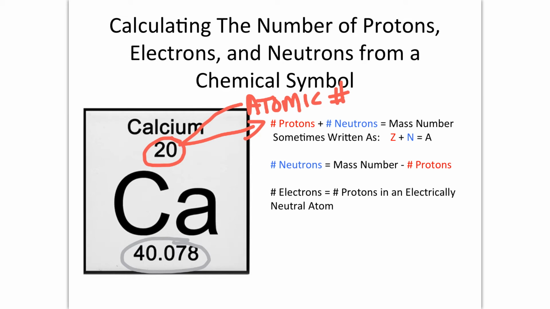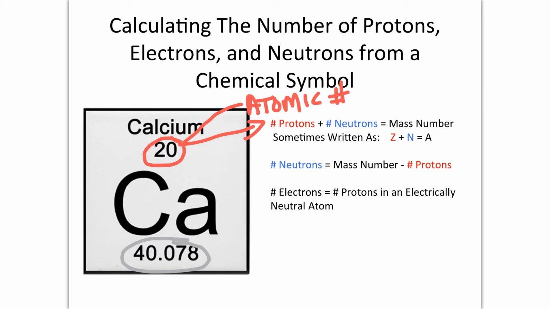And to get a rough approximation, we're always going to do a rounding. If this number here is 40.5 or more, like 0.5, 0.6, we can round up to 41 when we do our mass number calculations. If it's 0.49, whatever, and less, we're going to round down.